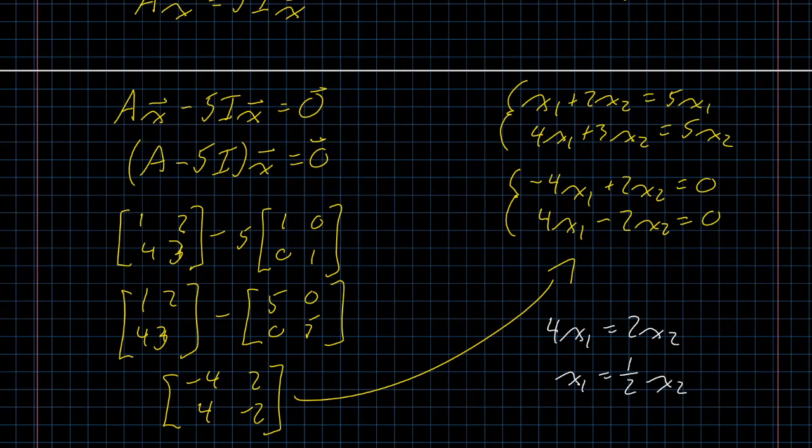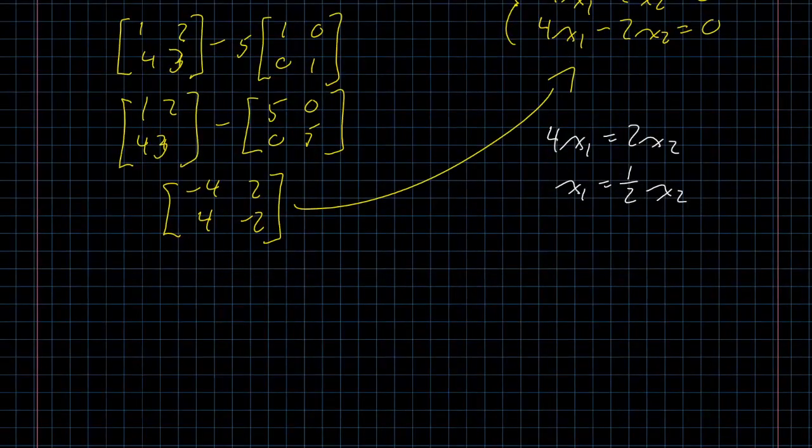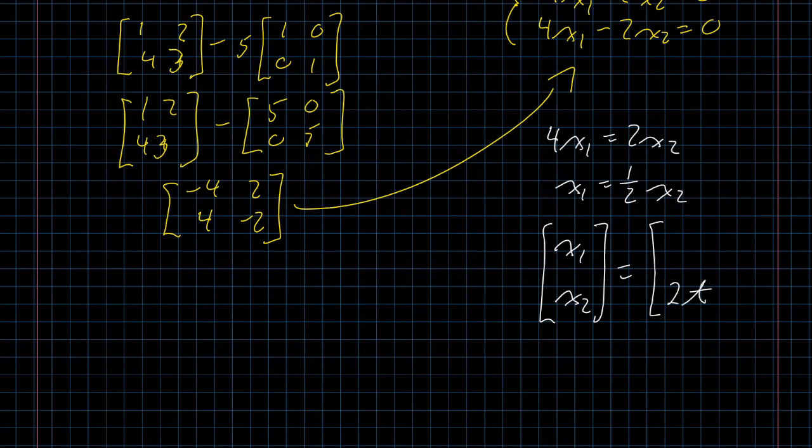But in general, I have that x1 is equal to 1/2 of x2, which I can set up fairly simply, pick some value for x2. I want it to be an even number, so I can take that half nicely. So let's call it 2t. And then half of 2t is just t.